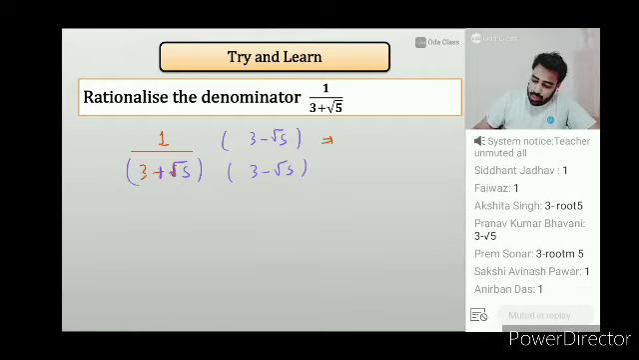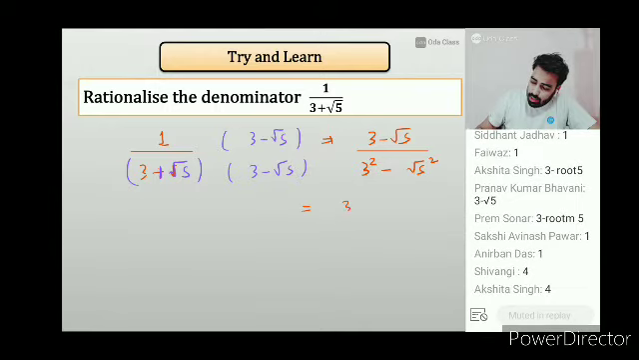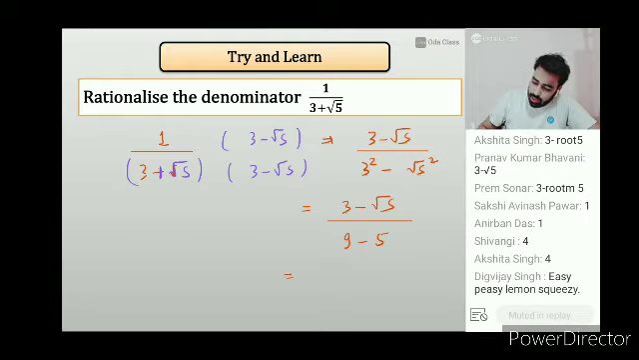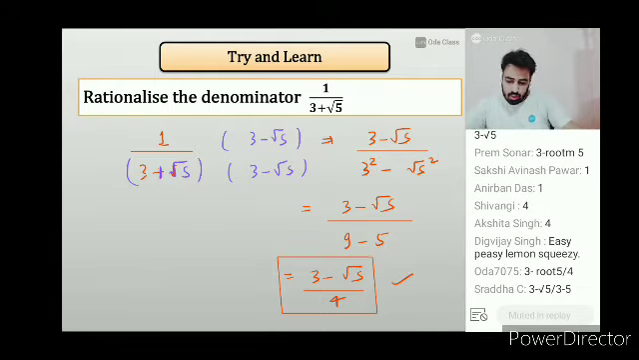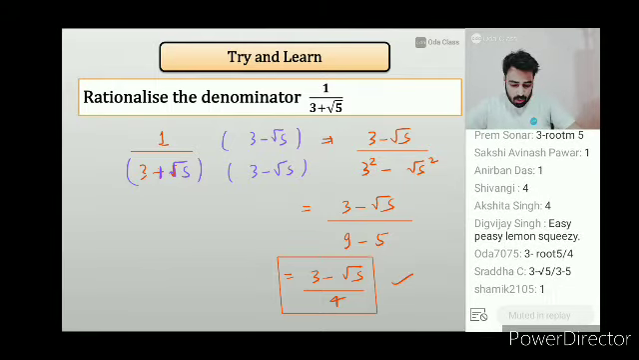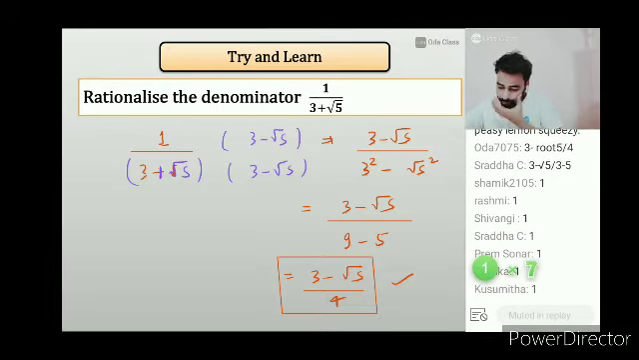And when you multiply, the numerator you will get 3 minus root 5 into 1, that is 3 minus root 5. What about the denominator? The denominator is 3 square minus root 5 square. So 3 minus root 5 divided by 9 minus 5, that is 3 minus root 5 by 4. This is very basic. Everyone understanding, children? 3 minus root 5 divided by 9 minus 5, not 3 minus 5. Okay.